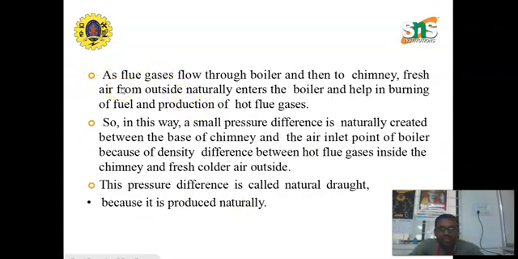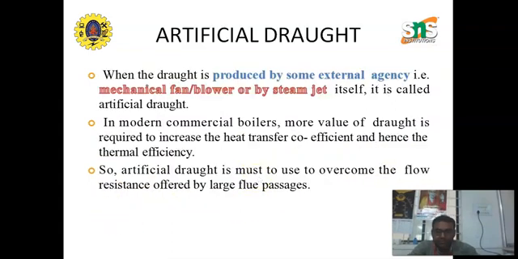Next, as flue gases flow through the boiler and then to the chimney, fresh air from outside naturally enters the boiler and helps in burning of fuel and production of hot flue gases. So, in this way, a small pressure difference is naturally created between the base of the chimney and the air inlet point of the boiler because of the density difference between hot flue gases inside the chimney and fresh colder air outside. This pressure difference is called natural draught because it is produced naturally.